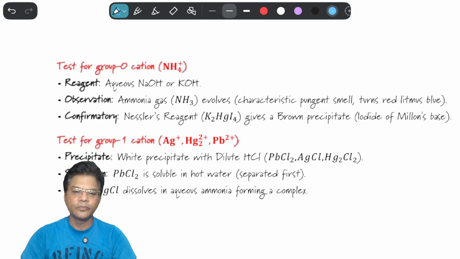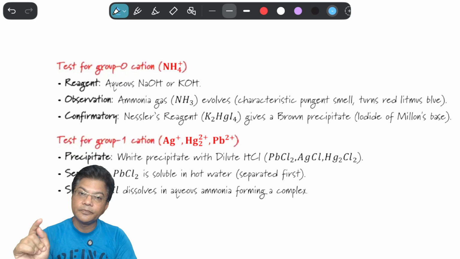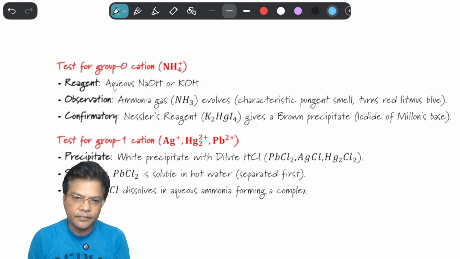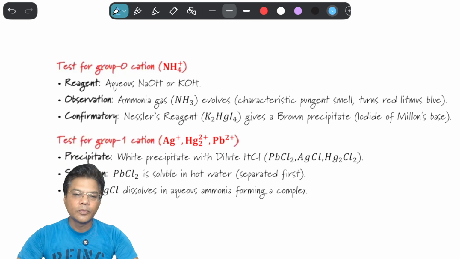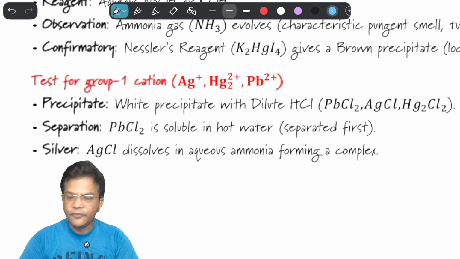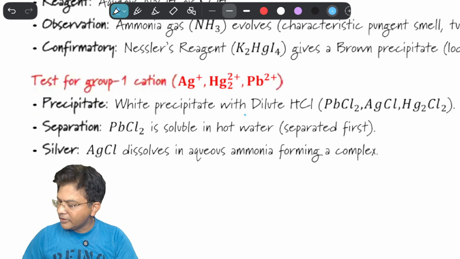Yes, sir. Now, come to the first group radicals. These radicals are arranged in the increasing order of their Ksp value, that is the solubility product value, right? So lead, silver, mercurous, all will get precipitated as their chlorides if you add dilute HCl. Dilute HCl is the group reagent, remember that.